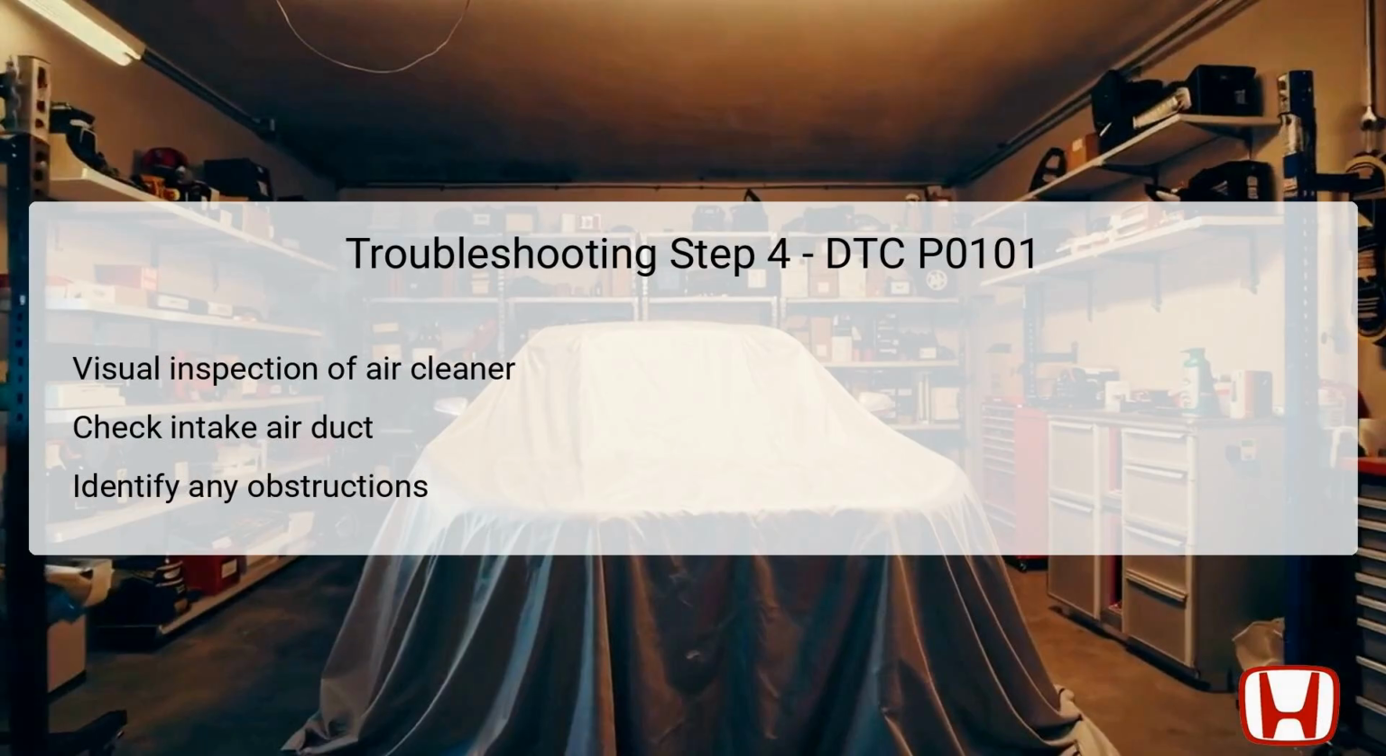The fourth troubleshooting step involves conducting a visual inspection of the air cleaner housing and intake air duct system. This inspection is critical for identifying any physical blockage or damage that may interfere with proper airflow to the mass airflow sensor. The air cleaner must be assessed for cleanliness and structural integrity, as any contaminants or obstructions can distort the airflow measurements provided by the MAF sensor.